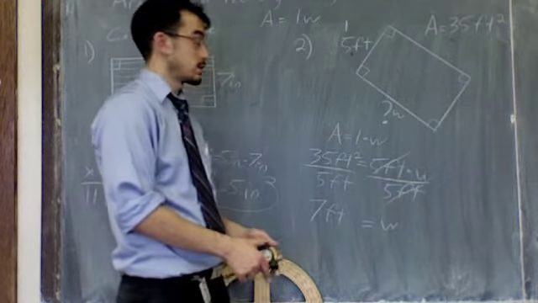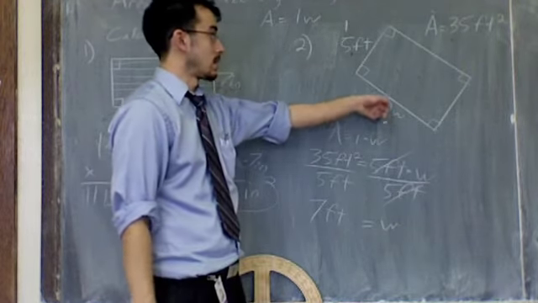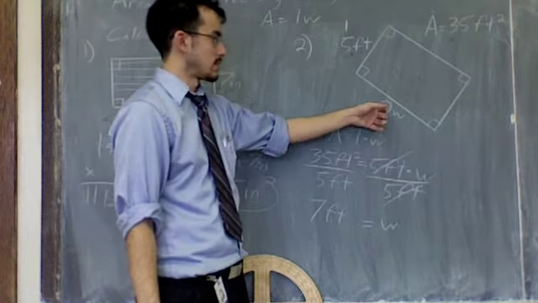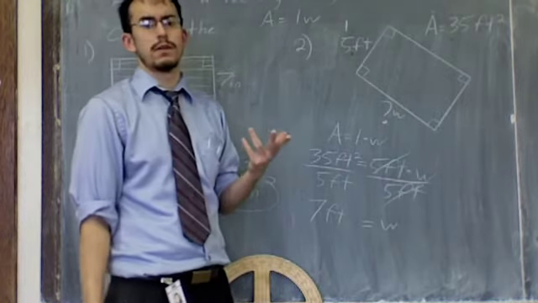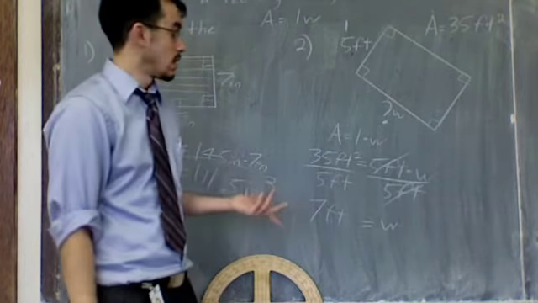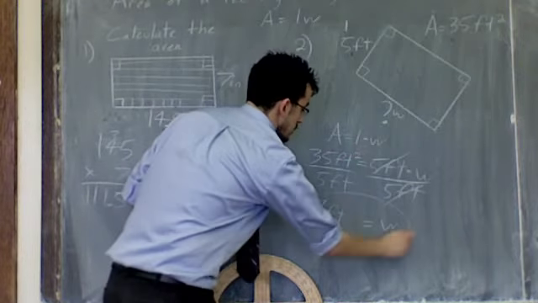If you wanted to check your answer, you could write 7 feet in here and double check. Length times width. 7 feet times 5 feet. Is that 35? It is. It is 35 feet squared. So that's how you know the width is 7 feet.